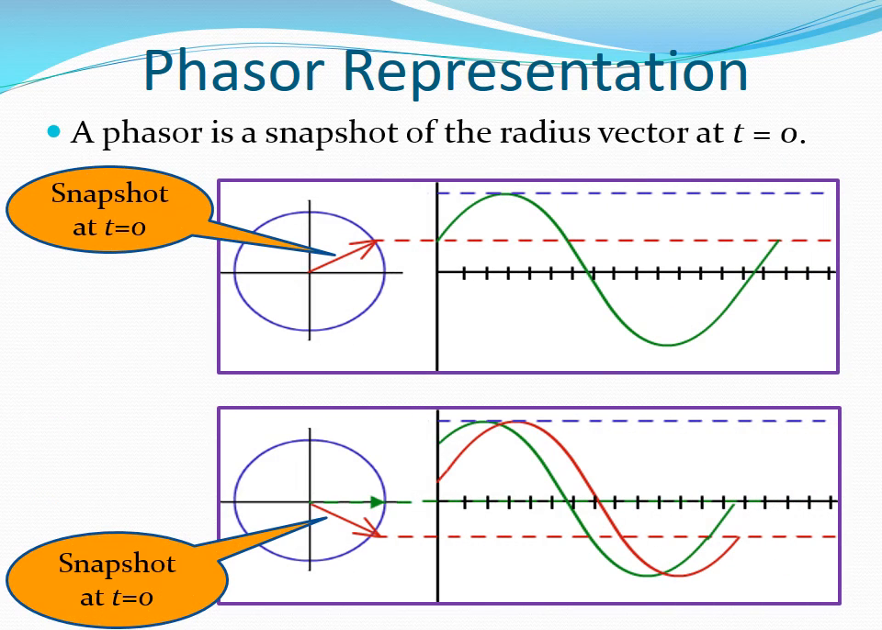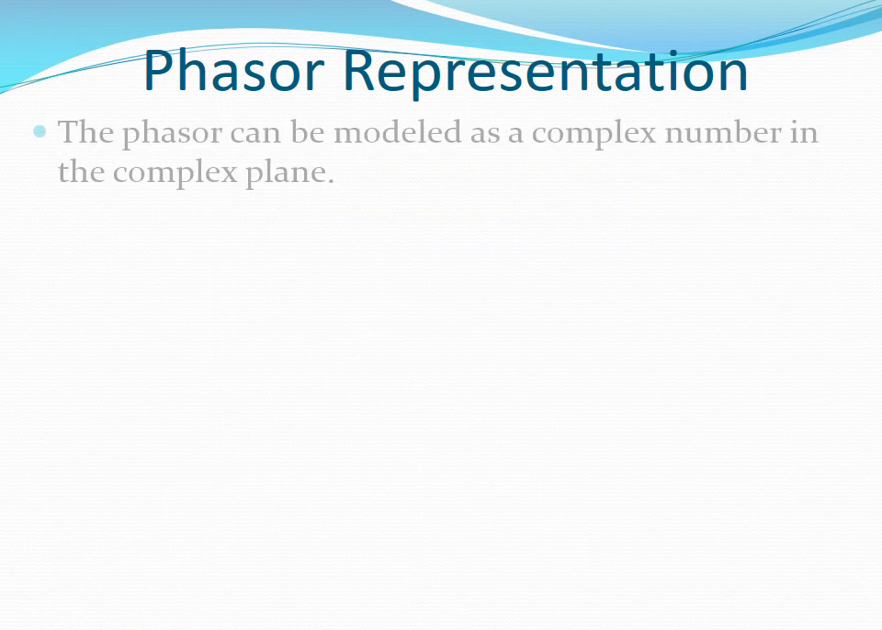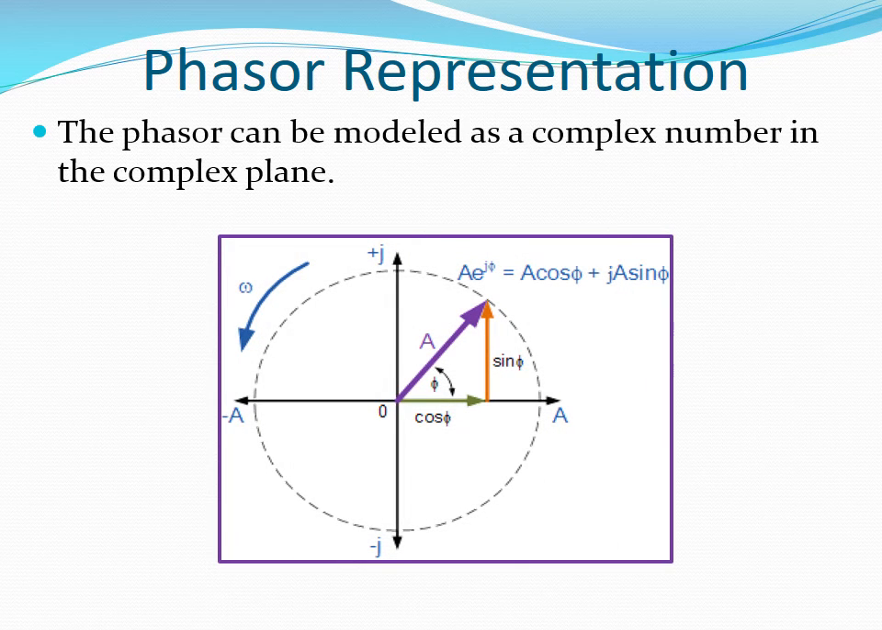A phasor is defined as a snapshot of the radius vector at time t equals 0. The angle that the phasor makes with the horizontal axis is equal to the phase angle. The appearance of a phasor is similar to the appearance of a complex number in a complex plane. Therefore, a phasor can be modeled as a complex number.